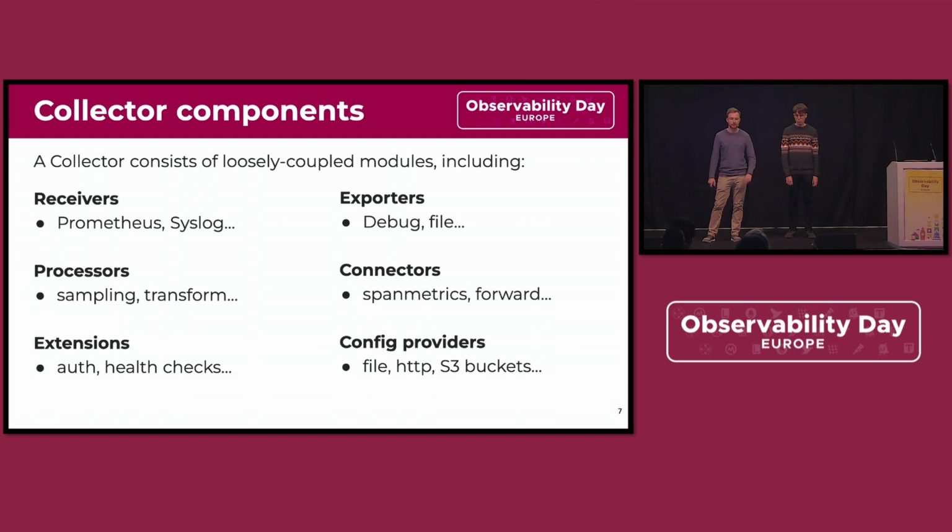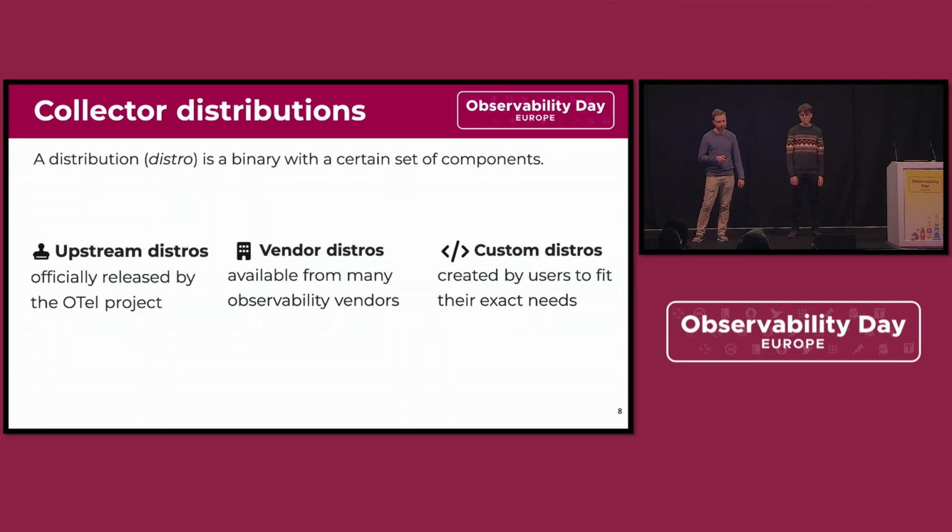Like I said, you have receivers and exporters, which deal with translating data into the collector or out of it. Processors that help do some transformation or other types of operations. You can also have extensions, so these might help you do outside operations of the collector. Let's say you want to authenticate with a backend in a common way. Or things like connectors or config providers, which we won't get into here, but are one of the handful of different types of particular modules that the collector supports.